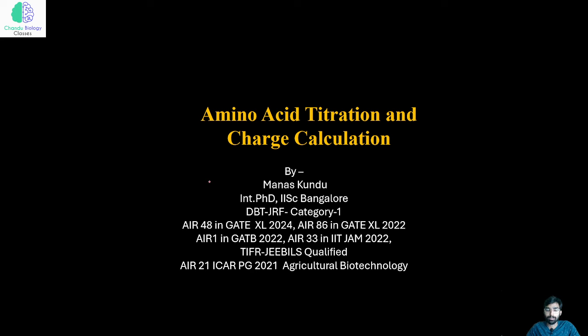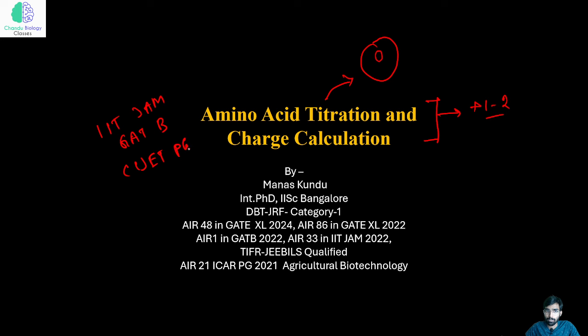That's most important because in cellular components the endosome has a different pH, the lysosome has a different pH, the nucleus has a different pH. So this charge calculation will help you visualize what the situation can be inside the nucleus, endosome, and all these things. Side by side, I can assure you that here you can get at least 1 to 2 marks because that's a very important concept for IIT JAM, GAT-B and CUTPG, for all these three exams.